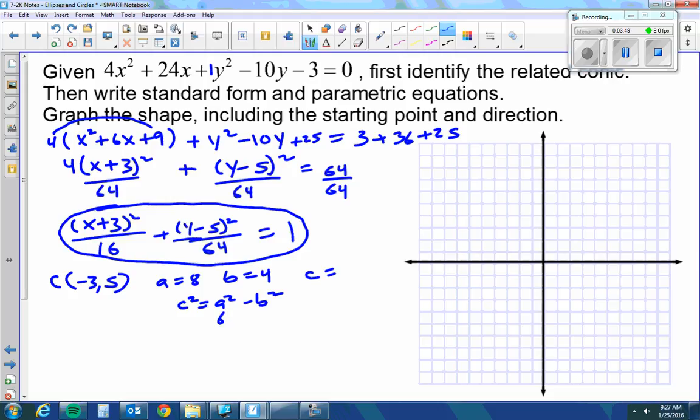Well, a squared was 64, b squared was 16. So when you subtract, you get 48. So c works out to be square root of 48, which is 4 radical 3 if you simplify it. Right, just for the record, that's 16 times 3, which is where the 4 radical 3 came from.